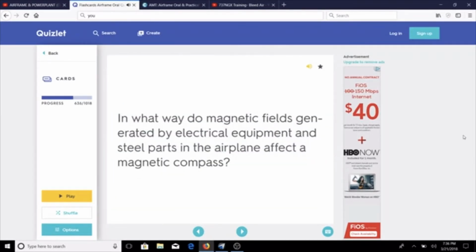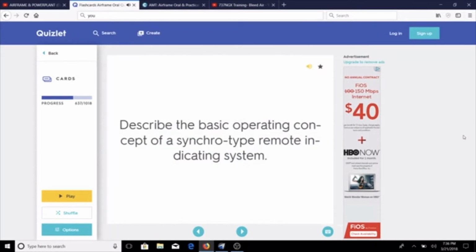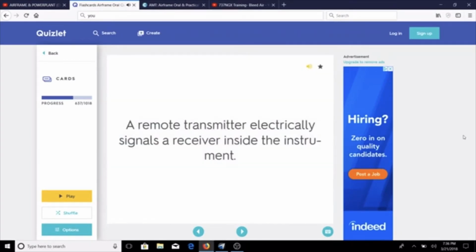In what way do magnetic fields generated by electrical equipment and steel parts in the airplane affect a magnetic compass? Stray magnetic fields deflect the compass from correct alignment with the Earth's magnetic field. Describe the basic operating concept of a synchro-type remote indicating system. A remote transmitter electrically signals a receiver inside the instrument.